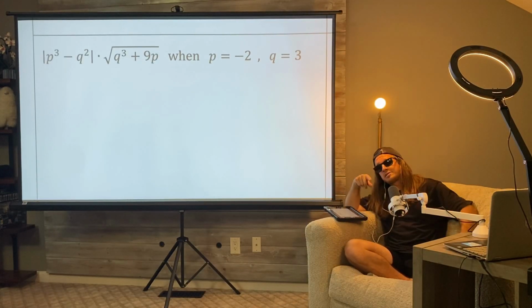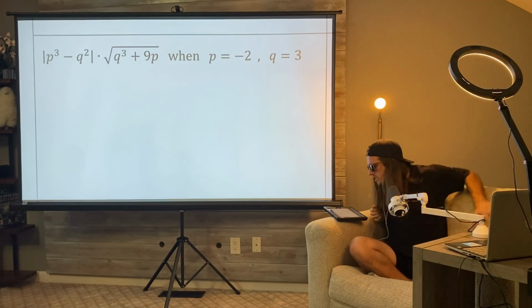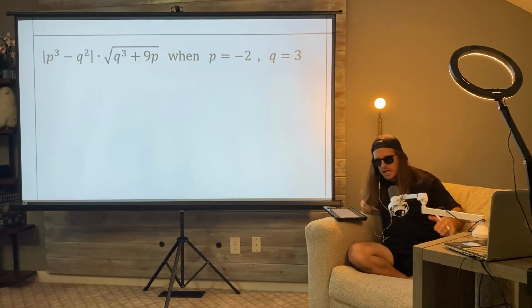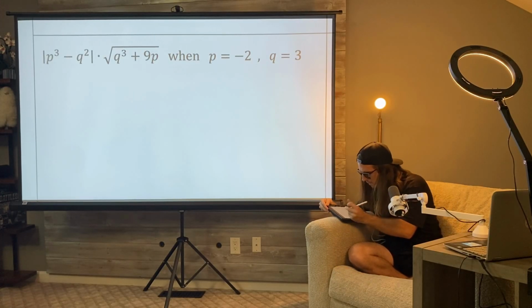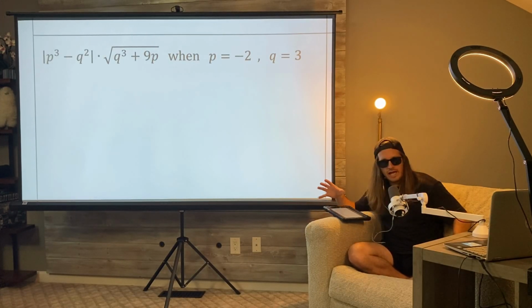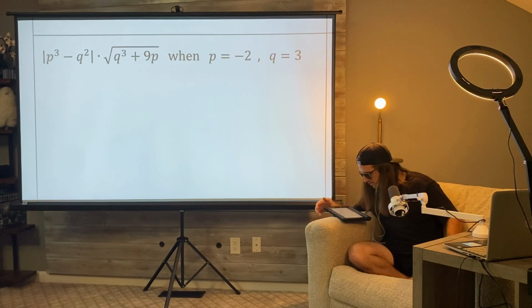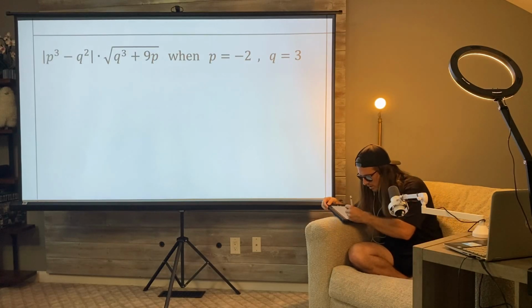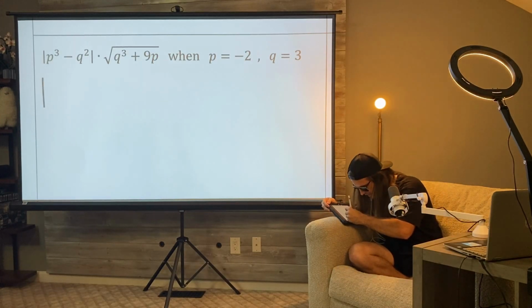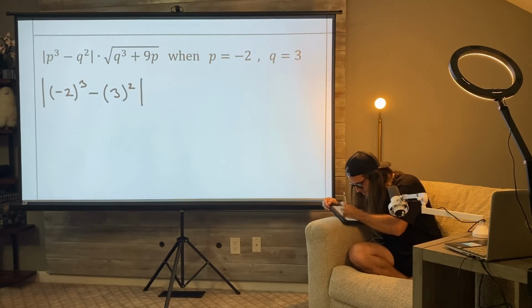All right, here we go. We have an absolute value times the square root with some p's and q's. We're going to do this when p equals negative 2 and when q equals 3. So, due to the exponents, we're going to use parentheses. You're basically 99% of the time going to use parentheses when you plug numbers in. So p here is negative 2. We're going to want to cube that. Minus q is 3, and we're going to square that.